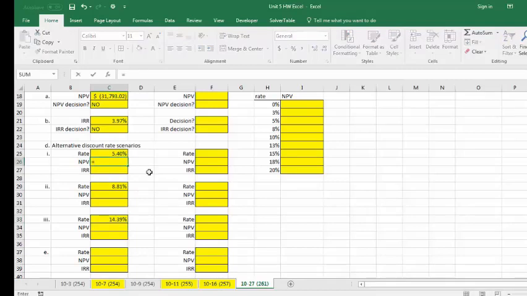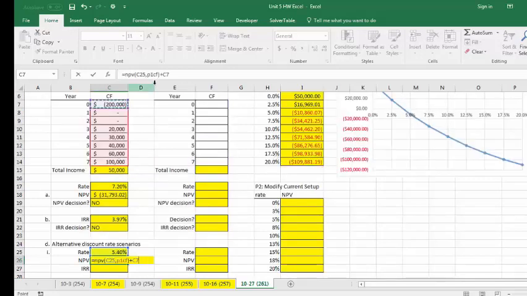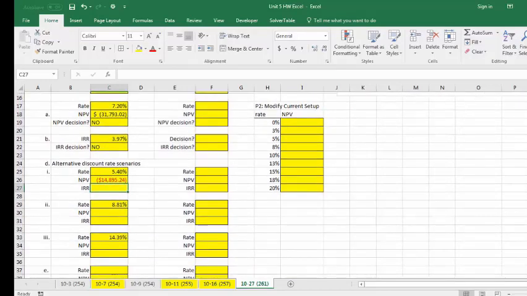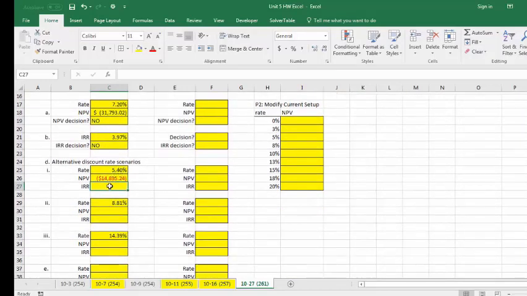We want to run the NPV and IRR again for each scenario. So the rate is this one we just plugged in. My values are my project 1 cash flow range again. And then we're going to add C7, which was the initial outflow, to net it out. All right, so that makes sense. Anything above 3.97%, this thing's going to have a negative cash flow. And let's run the IRR as well.